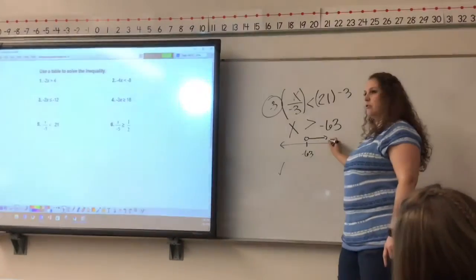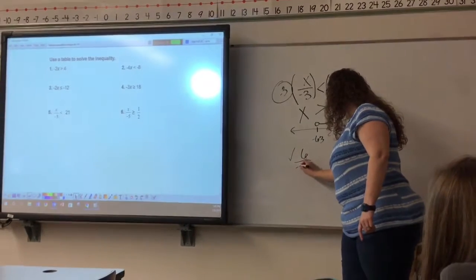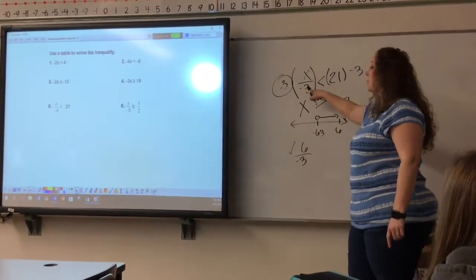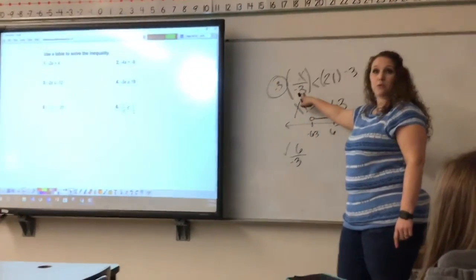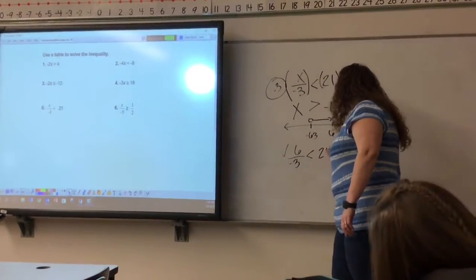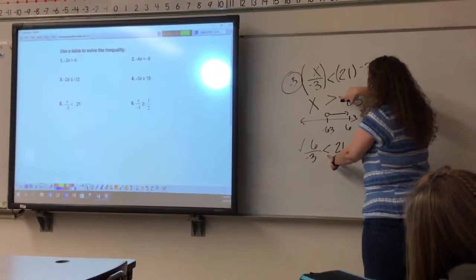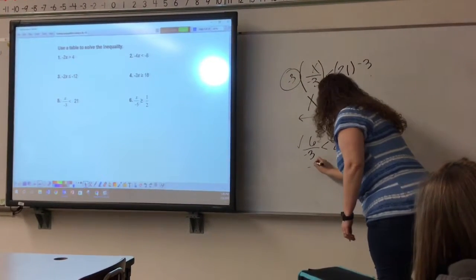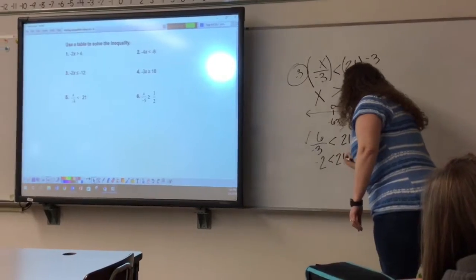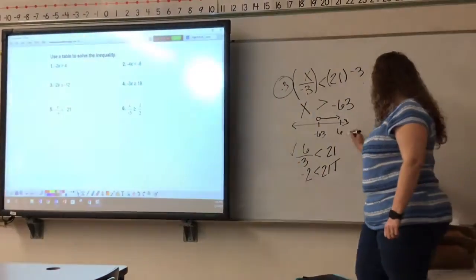And then you would check. Pick a number up here. Okay. It will be easiest to pick a number that is divisible by 3 because then you're not going to be dealing with fractions, right? Say 6 divided by negative 3 is less than 21. You write your original one, not from the flipped sign. Okay? 6 divided by negative 3 is negative 2. Is that less than 21? Yes, that's true. You did it correctly. Here's your answer.